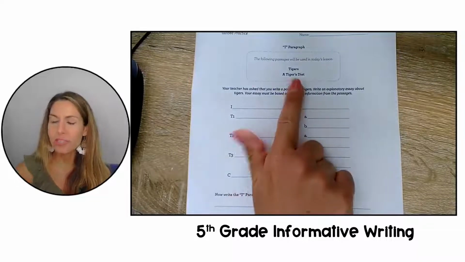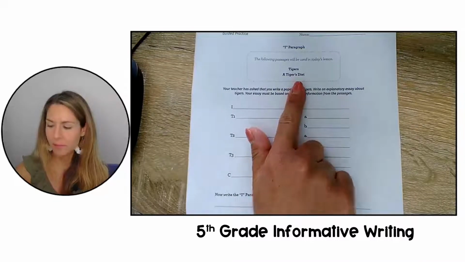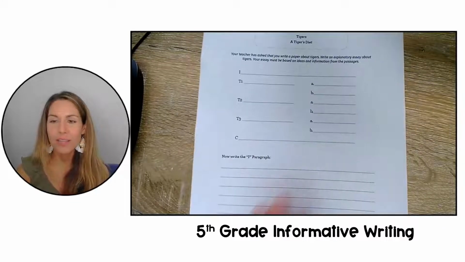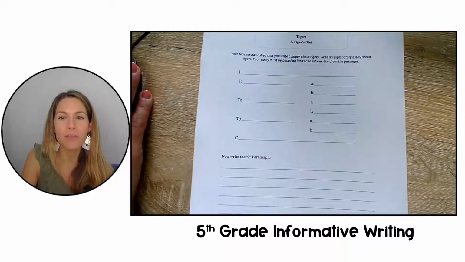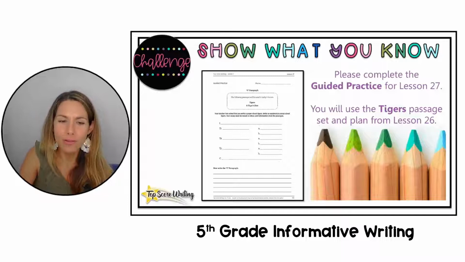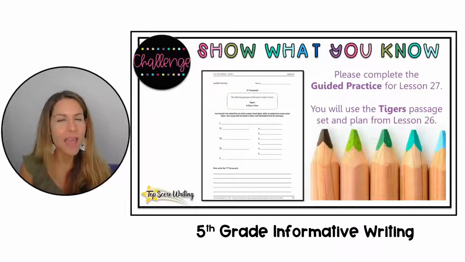You're going to read your tigers passage set, plan for this prompt, and then we are all going to write our introduction paragraph for the tigers prompt and passage set. I know you all can do this. You are becoming experts at those introduction paragraphs. It should take you about 10 minutes or so to write your I paragraph. If you need to read and plan, it'll take you some additional time. Please pause this lesson now, complete this activity, and when you're ready to review, hit play.